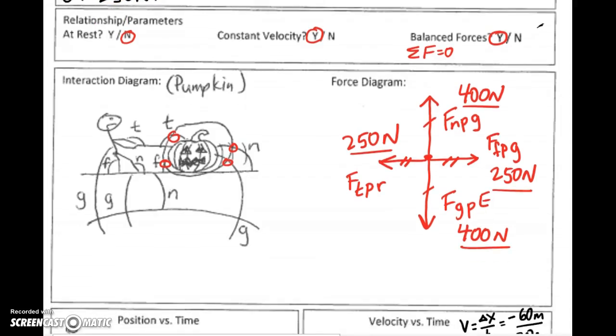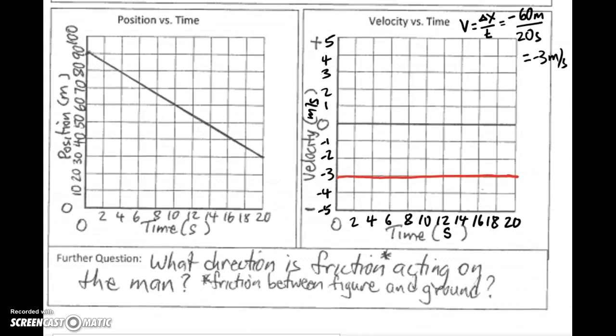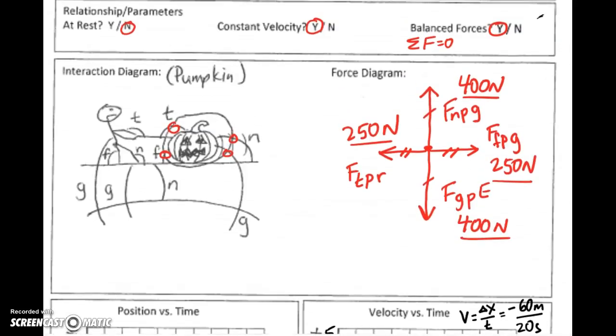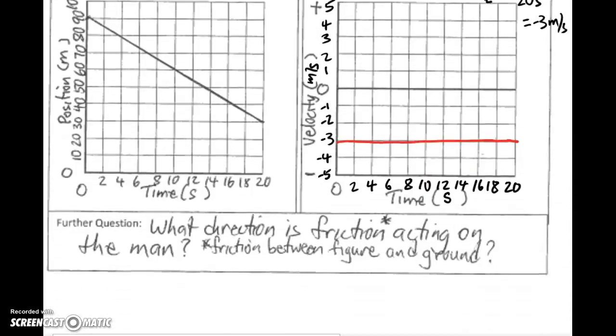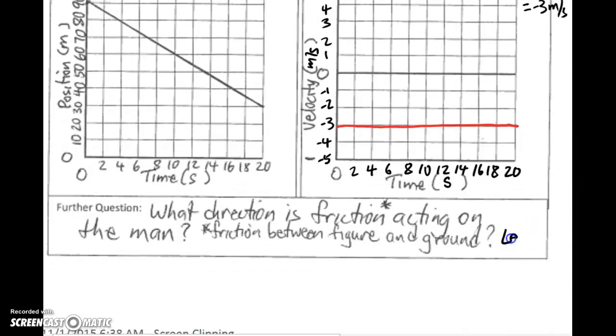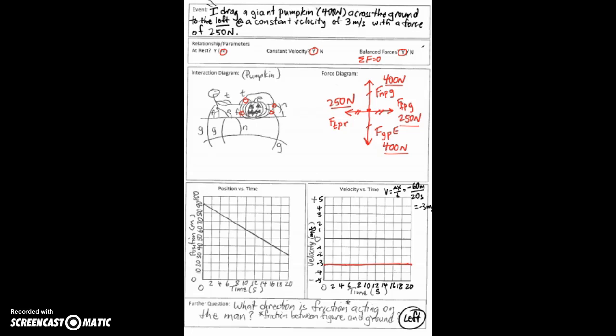And let's take a look at that further question at the bottom. What direction is the friction acting on the man? Friction between the figure and the ground. Okay, so just a quick look at that. Tension is pulling the pumpkin to the left. Therefore, that tension must be to the right on this figure. To balance that, the friction must be to the left. So we know that that's going to be to the left. So putting it all together, here's the final answer.